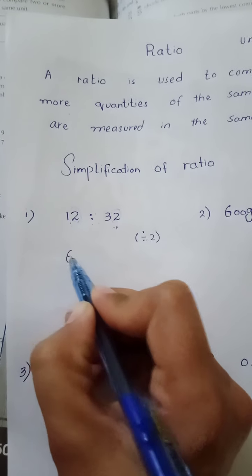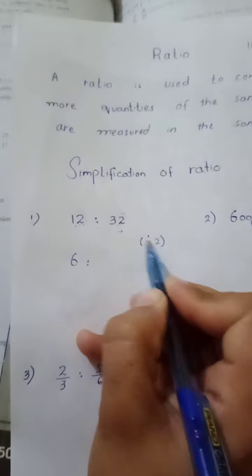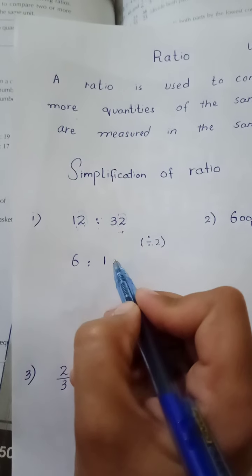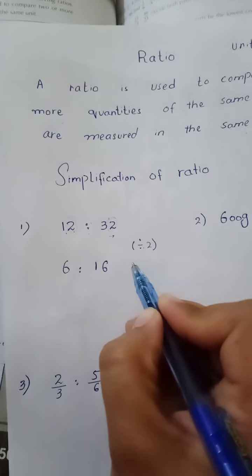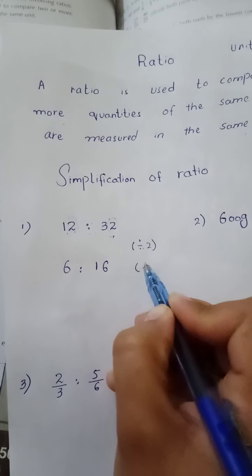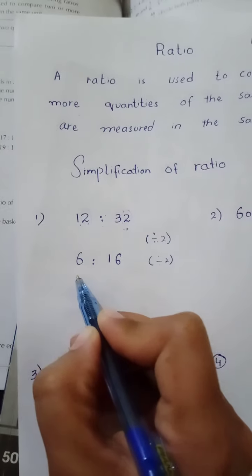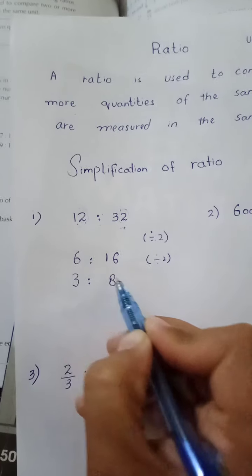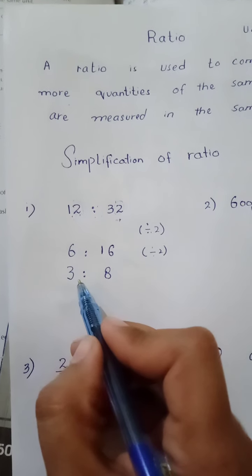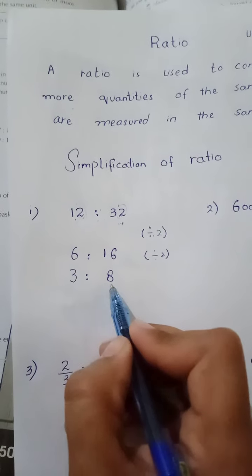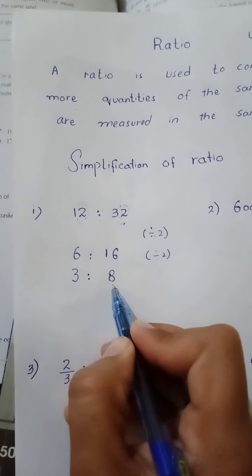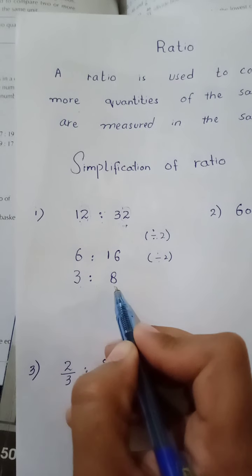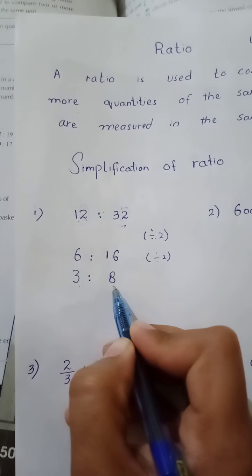So when I cut it on the table of 2, 2 times 6 is 12, and 2 times 16 is 32. Now it is 6 ratio 16. Again it is divisible by the table of 2. So 2 times 3 is 6, and 2 times 8 is 16. Now you can see that there is no more common factor in 3 and 8. So the simplified form of this ratio is 3 ratio 8. You will stop your answer here.